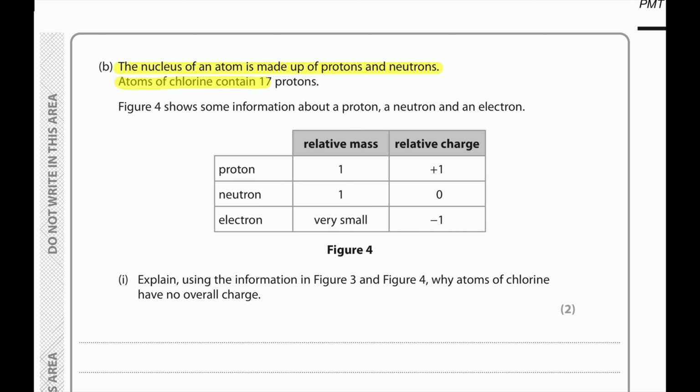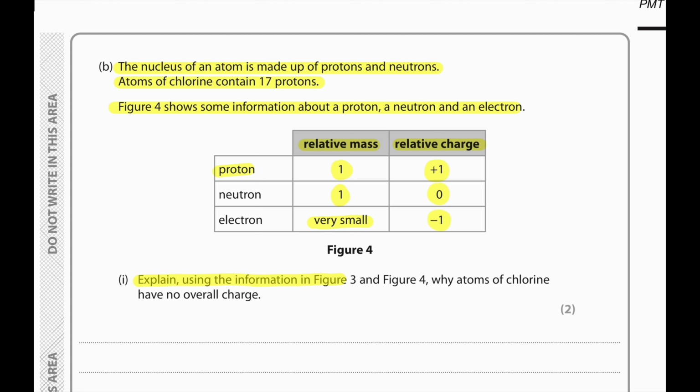The nucleus of an atom is made up of protons and neutrons. Atoms of chlorine contain 17 protons. Figure 4 shows some information about a proton, a neutron and an electron. Proton having the relative mass of 1 and a relative charge of +1. Neutron having the relative mass of 1 and a relative charge of 0. And electron, the relative mass is very small and the relative charge is -1.